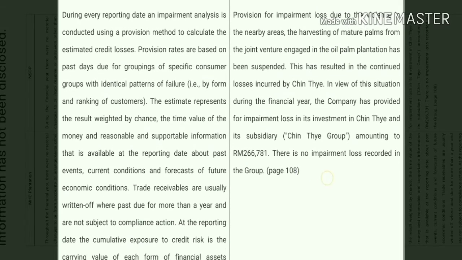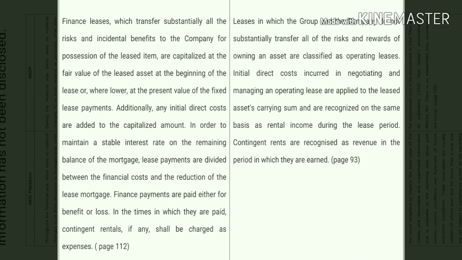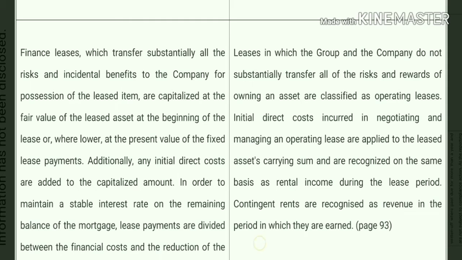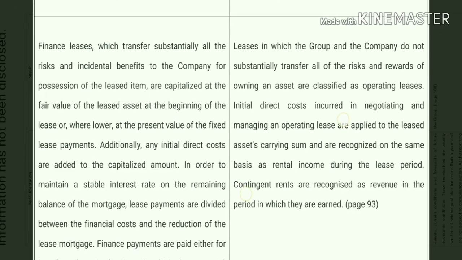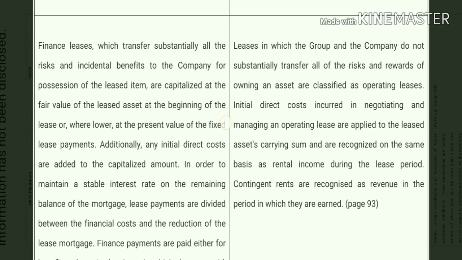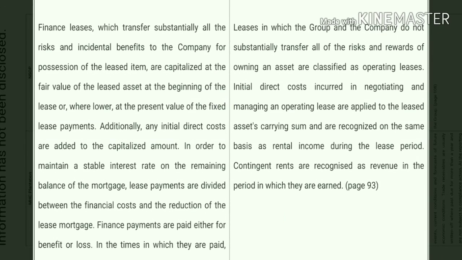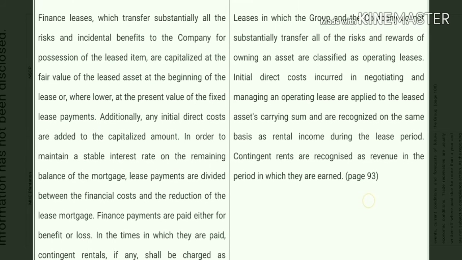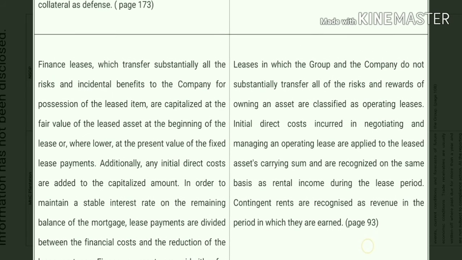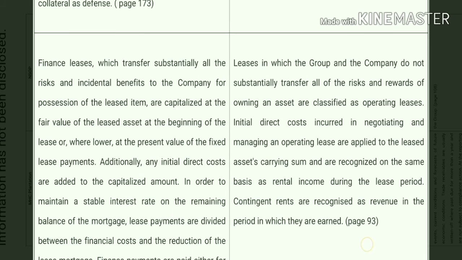So next, as we can see from the comparison, MHC Plantation has transferred the risks substantially, while Negeri Sembilan Oil Plantation has not substantially transferred them.